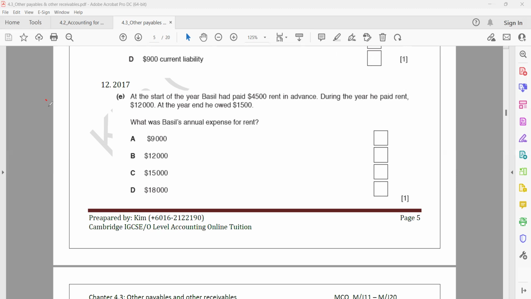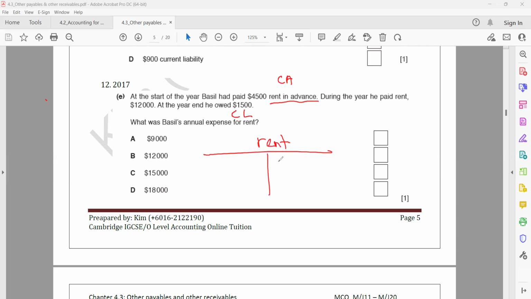At the start of the year, Basi has paid 4,500 rent in advance. This is rent in advance, which is an asset, a current asset. During the year, he paid the rent 12,000. At the end of the year, he owes this one, a current liability. So put in your rent correct position, then you should get the answer.